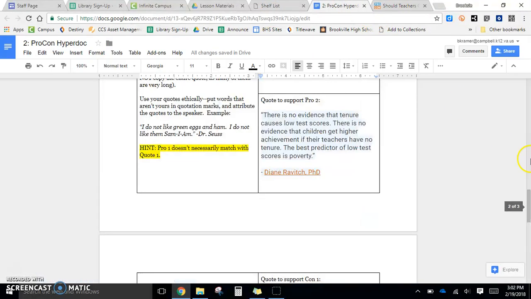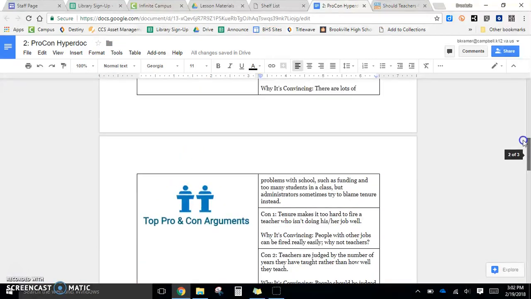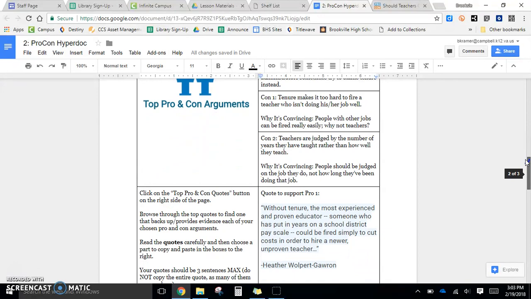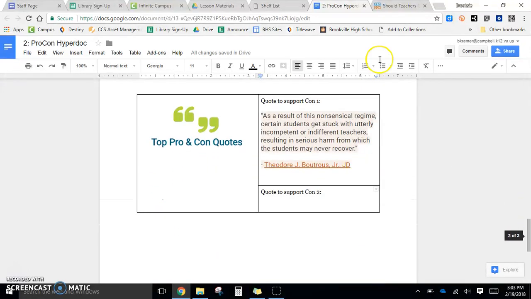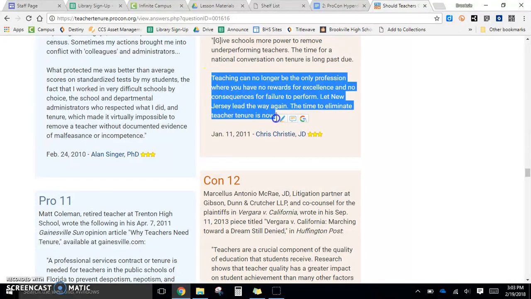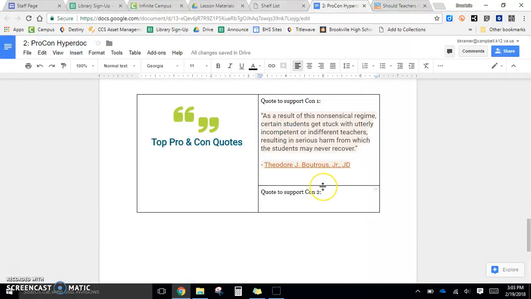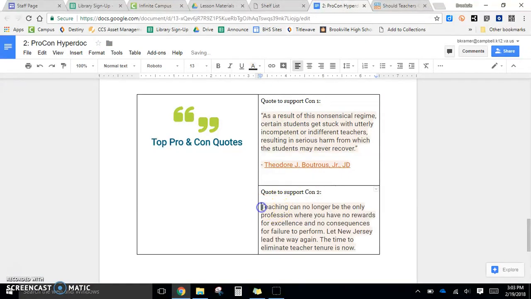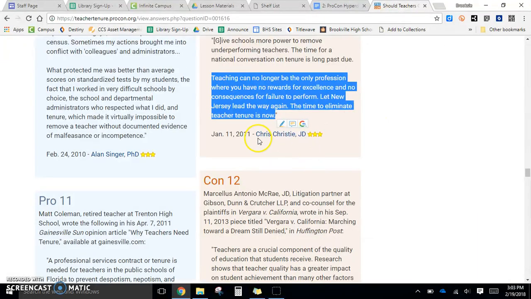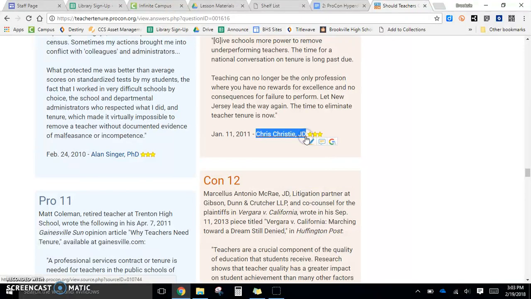So I'm going to do the same thing for each of my pros and each of my cons. Looking at this one, teachers are judged by the number of years they've taught rather than how well they teach. I can add in my support that I found right here. Never more than 3 sentences, generally about 1 sentence long, making sure I put quotation marks and I put the speaker for each one. So at the end of this, I have looked at both sides of a controversial issue and I have found evidence to support each of those things as well.